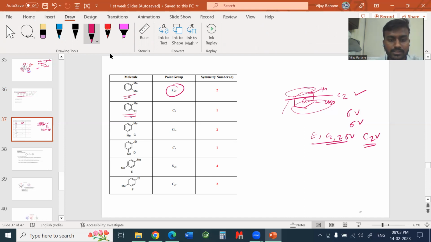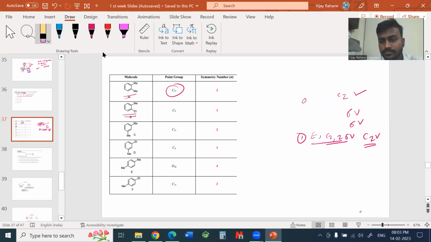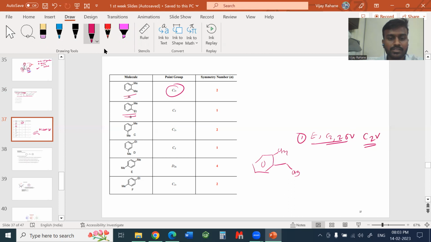Similarly, we need to identify where the second molecule belongs. This is for the first one. So this second molecule belongs. I'll just rub this first one. So the second molecule. Oh, sorry. You can see here a methyl group attached, that is CH2, and an ethyl group is attached, CH2, CH3. So where does this molecule belong, let's see.